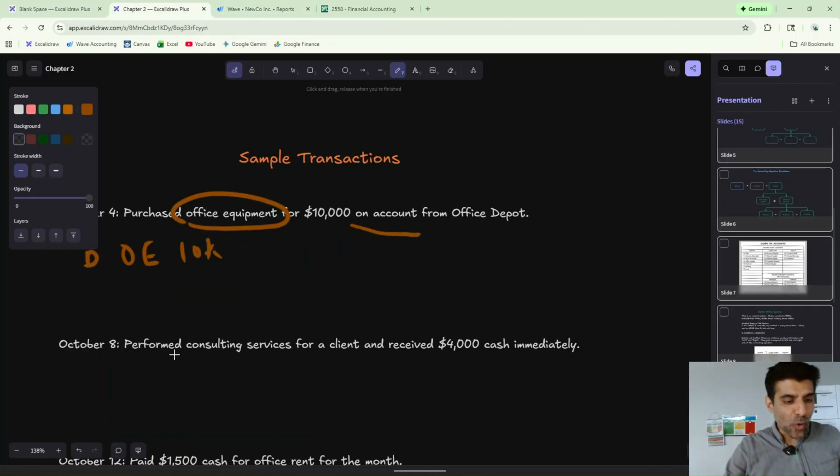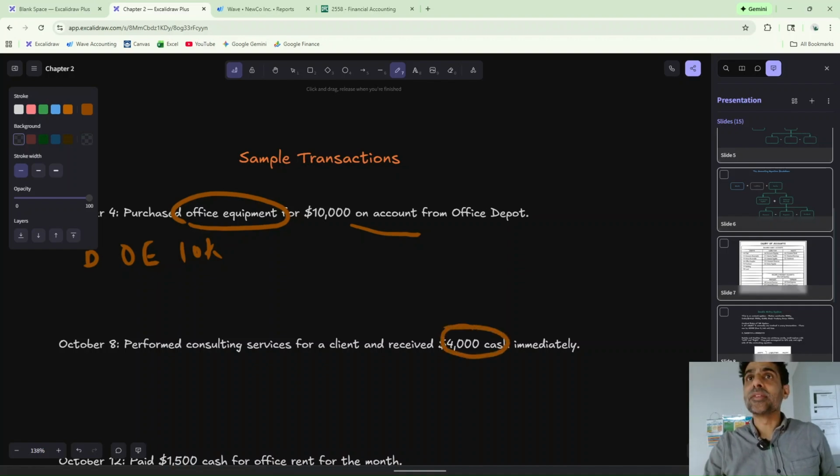Performed consulting services for a client and received $4,000 cash. So what accounts are involved here? Who wants to raise their hand and tell me the two accounts involved? Yeah, Chris. Cash. $4,000 cash you received. Cash is an asset. It's going up. So is that a debit or a credit? Debit, right? So we know we're going to debit cash 4,000.